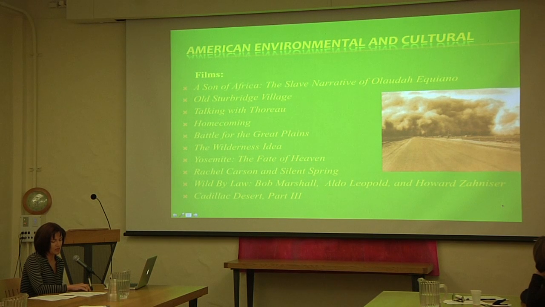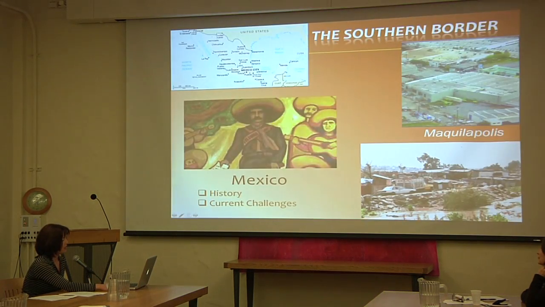For instance, A Son of Africa is about the story of a victim of the slave trade, whose autobiography contributed to the later abolition of slavery. The third course, The Southern Border, traces the processes that have defined today's American southern border. It focuses on the history of Mexico and the United States' relationship with Mexico, as well as on the issues of trade, immigration, drug war, security, globalization, education, and the environment.